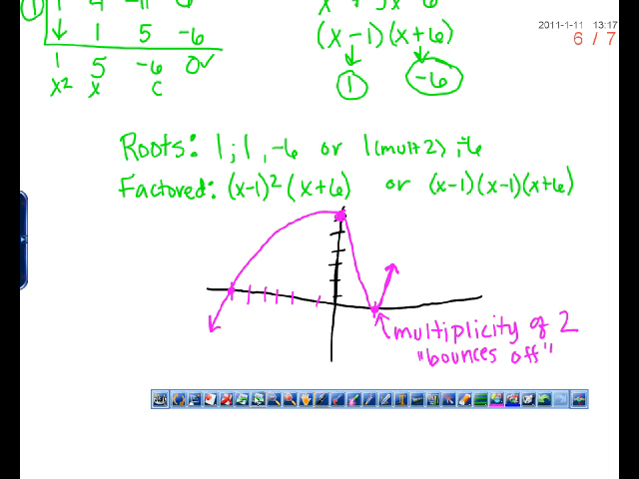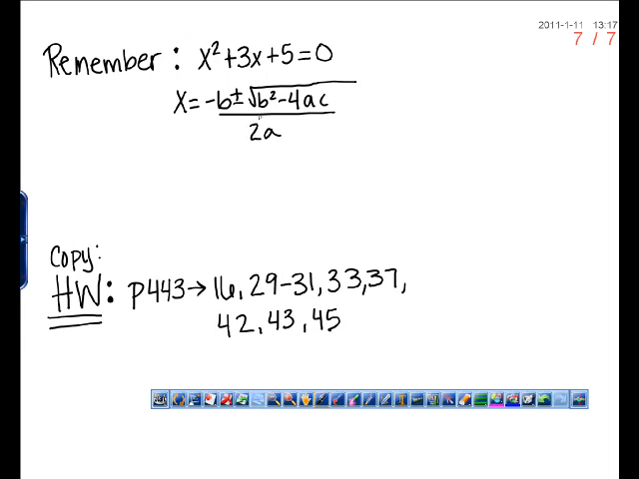Okay? All right, I want to practice one quadratic formula just to dust it off in your brain. Okay? So let's practice x squared plus 3x plus 5 equals 0. Does that factor? Are there any factors of 5 that add up to 3? Nope. So let's practice the quadratic formula just real quick.